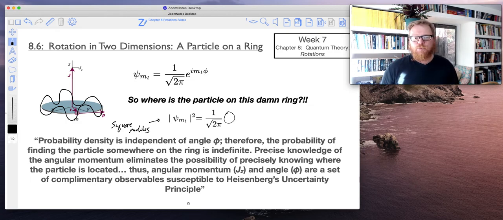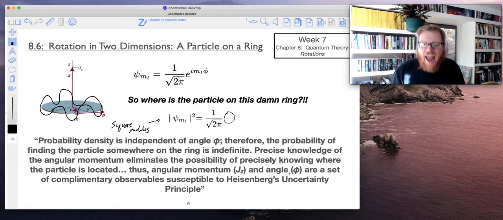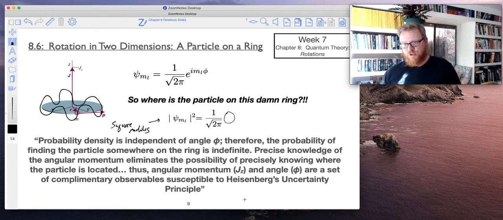Okay? So precise knowledge of the angular momentum will actually eliminate the possibility of precisely knowing where the particle is located. So in other words, now, if instead of trying to figure out where the particle is on the ring, let's suppose instead we really try to precisely know its angular momentum. Well, if we were to do that, we would then find that angular momentum and angle, so Jz and phi, make a set of complementary observables that are subject to Heisenberg's uncertainty principle.